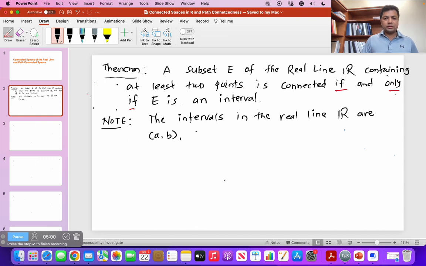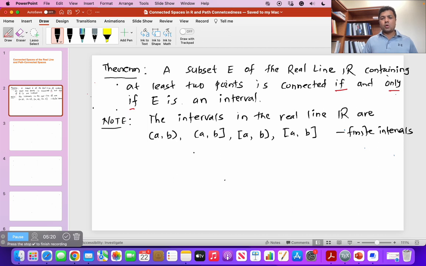This is the open interval. This is a half open interval, left side open, right side closed, and a half open interval, left side closed, right side open, and this is a closed interval. So these are the finite intervals, which are simply called the intervals. Based on this theorem, all those intervals are connected.